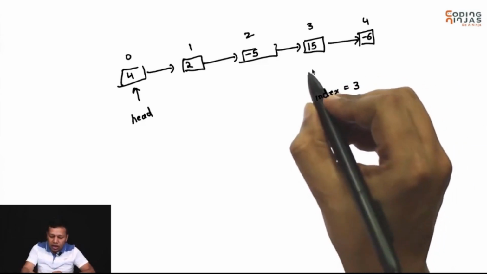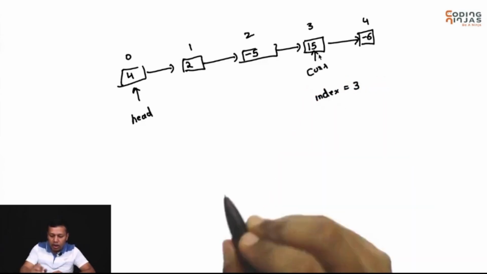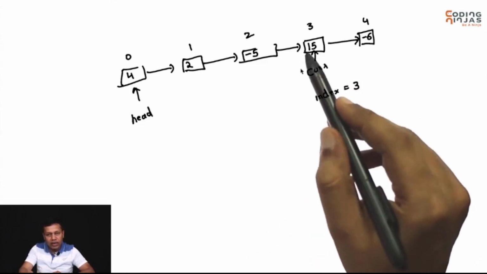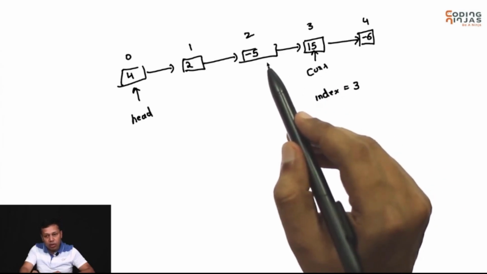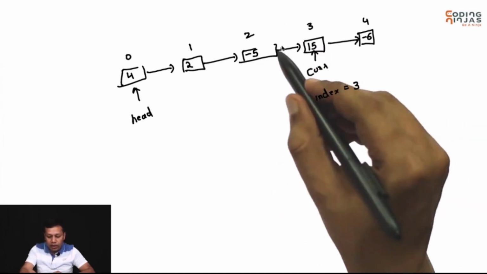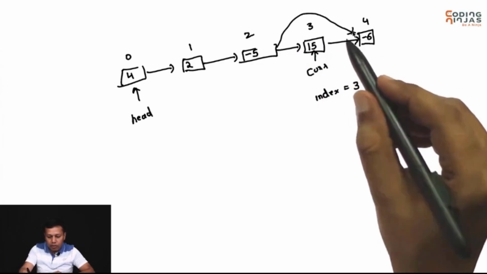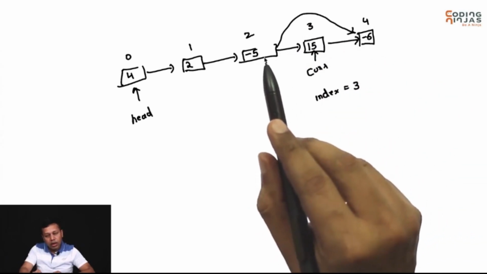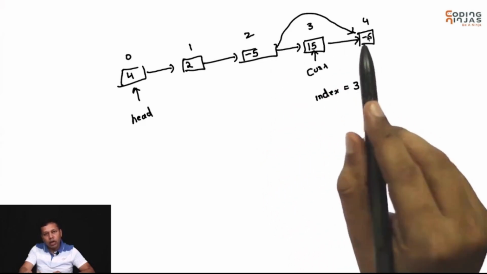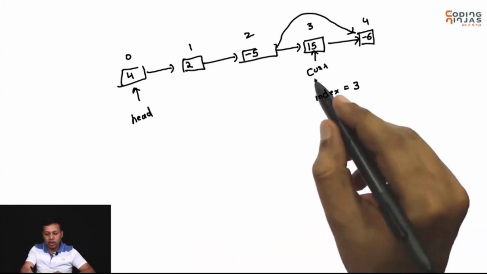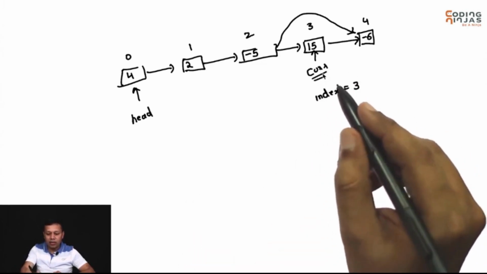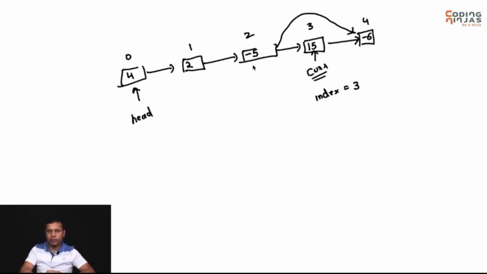So in case I have my cur pointing at index 3, what would I be able to do next? How would I delete it? I will delete it, but I need to make sure that the previous node has updated this pointer. So I need to make sure that the previous node's next pointer is updated appropriately. Okay, so my -5 should now point to -6. So this is what I need to do. So I don't need the access to the current node, but I need the access to the previous node.